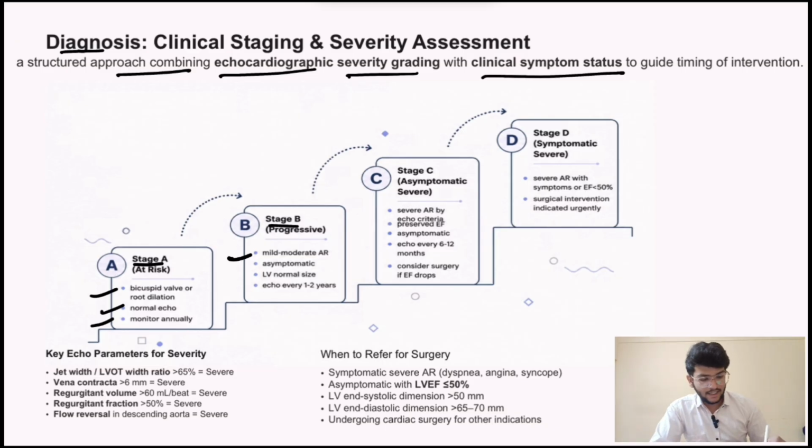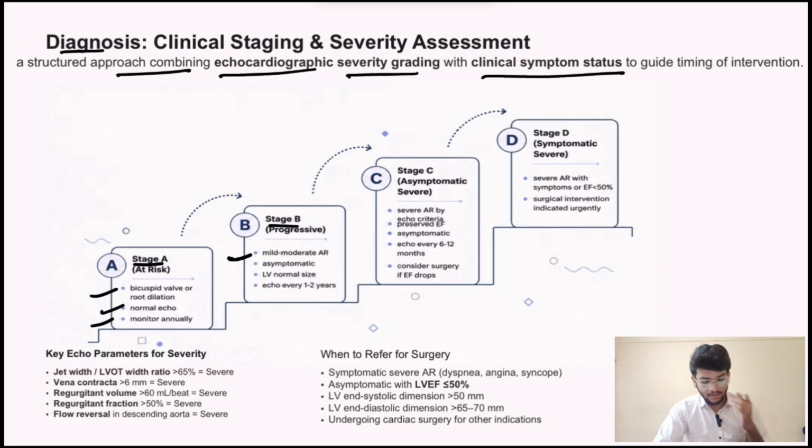If it progresses, that is stage C, asymptomatic and severe, that is severe AR by echo criteria, preserved ejection fraction, asymptomatic, echo every 6 to 12 months, and consider surgery if ejection fraction drops. And if it progresses to stage D, that is symptomatic and severe aortic regurgitation, wherein the patient's ejection fraction is less than 50%, now we need a surgical intervention for the patient.